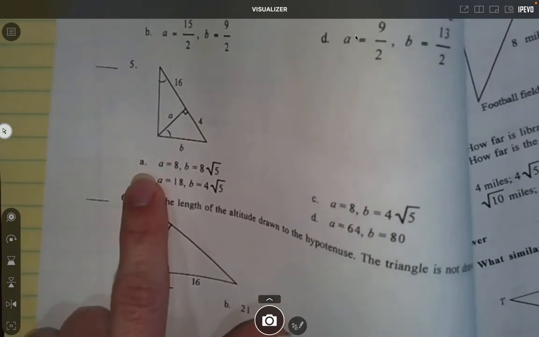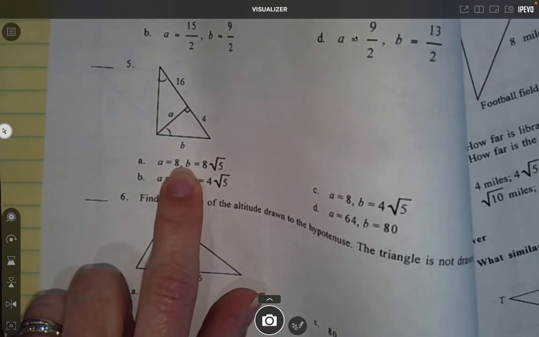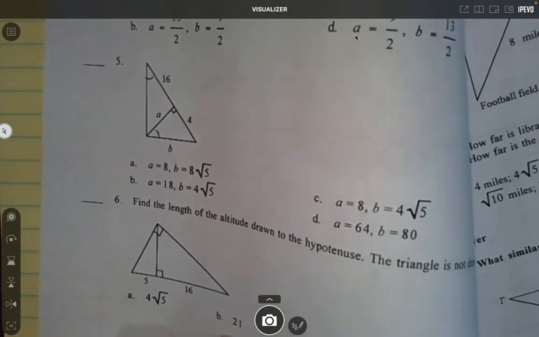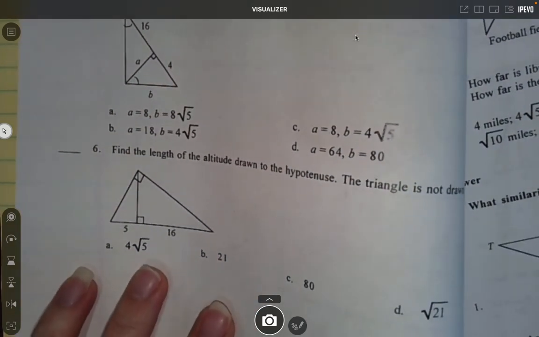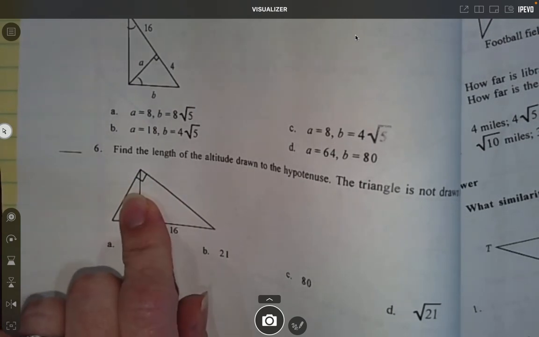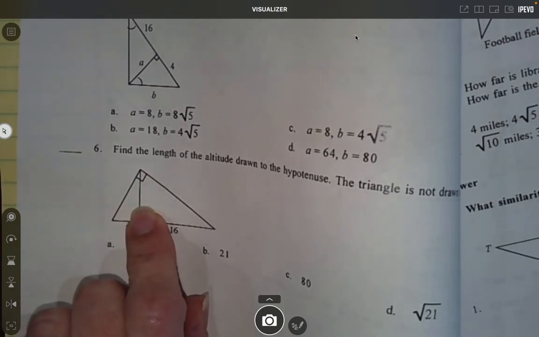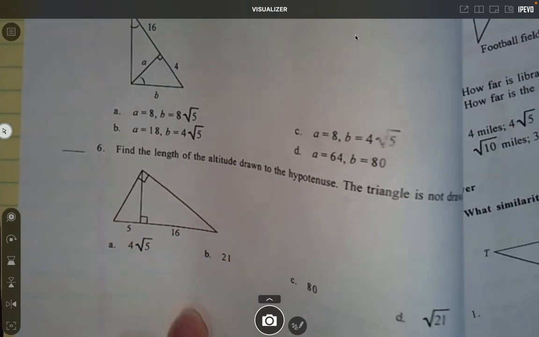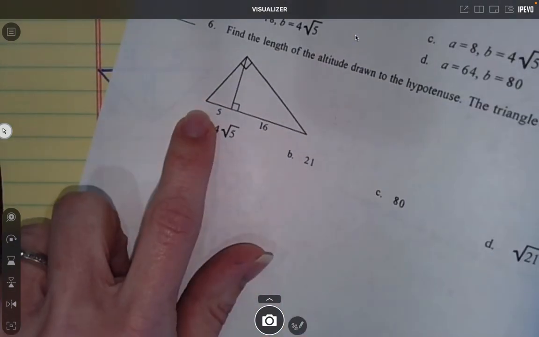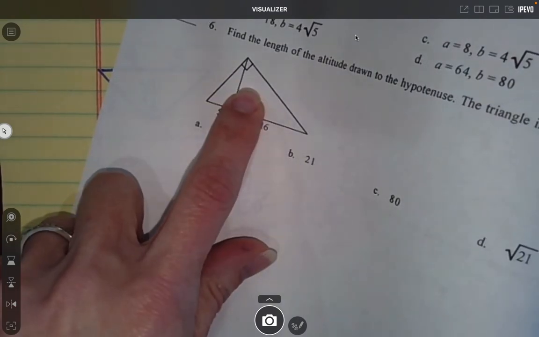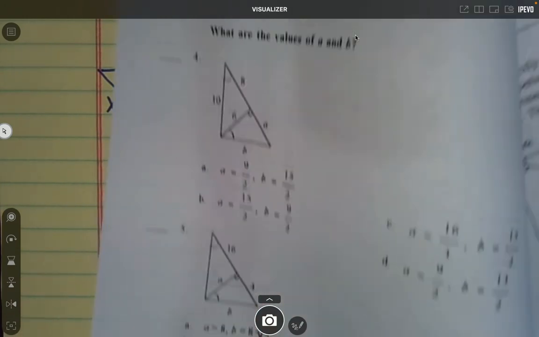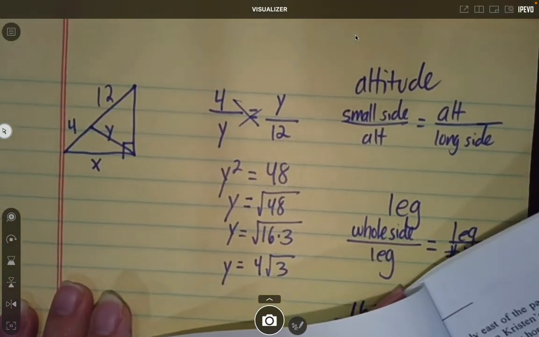This one is just like what we did. You're missing the altitude and the leg. Okay, you'll find the altitude just like we did. You'll find the leg just like we did. This one says just find the altitude. So that's all you have to do on this one, our little altitude formula. All right, which is small side over x equals x over 16. Okay, that's our little altitude formula.